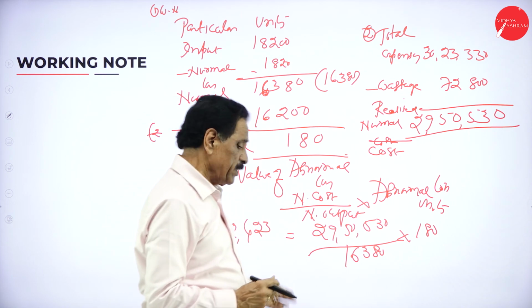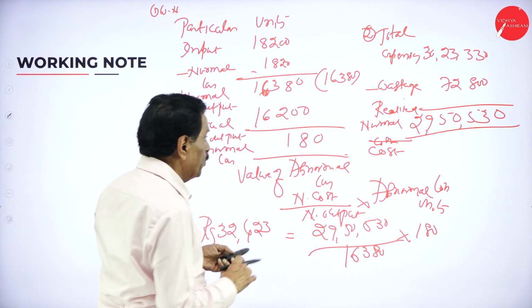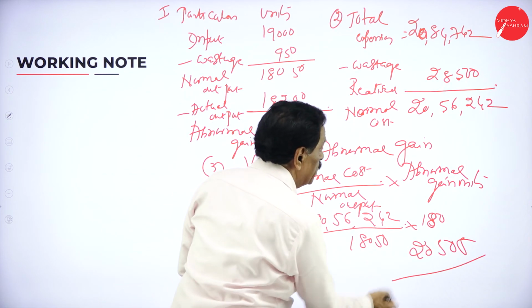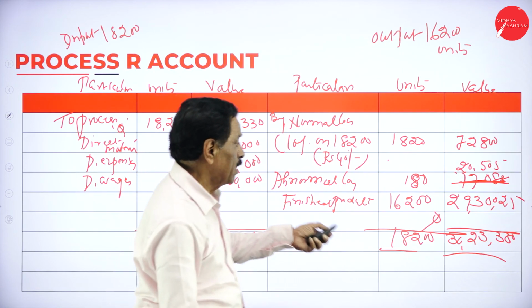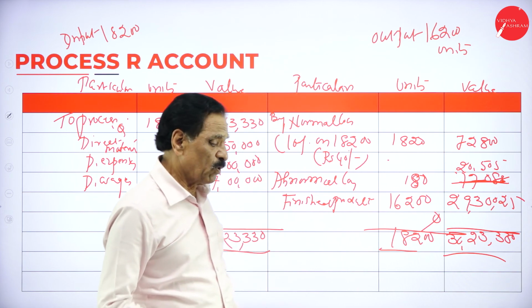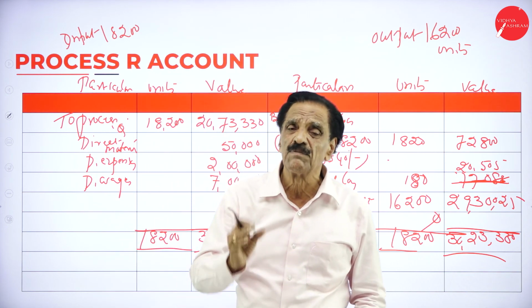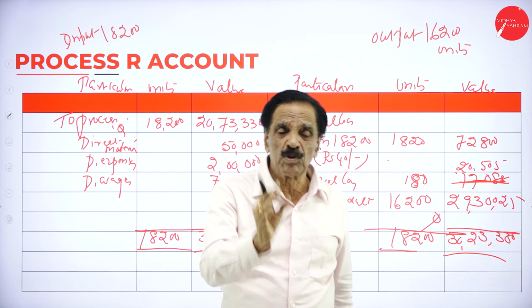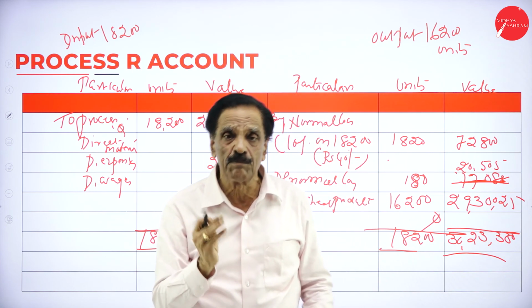So if you get 32,423, it is 20,505. The difference is like this. All the problems will work out the same way. So first you must be in a position to work out. A major question will come here.